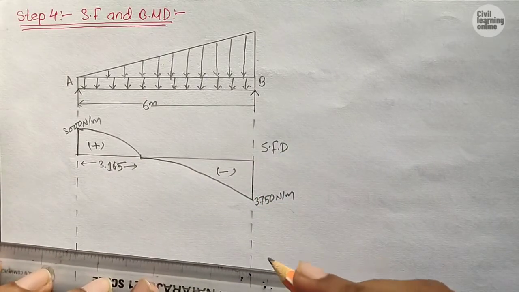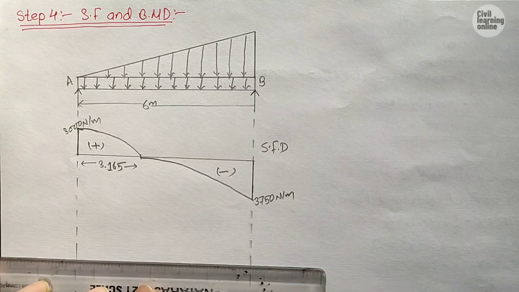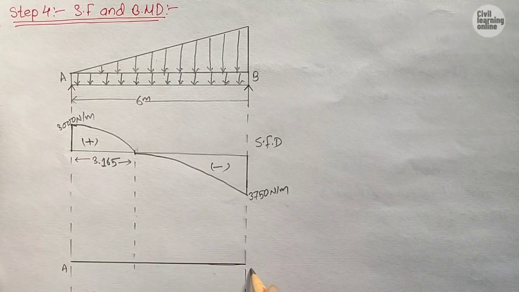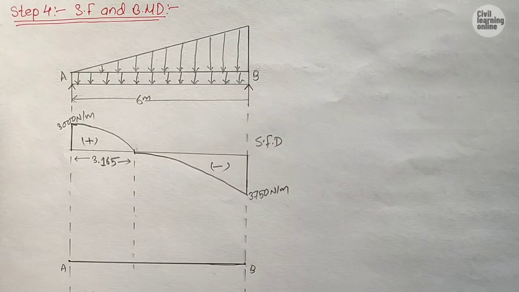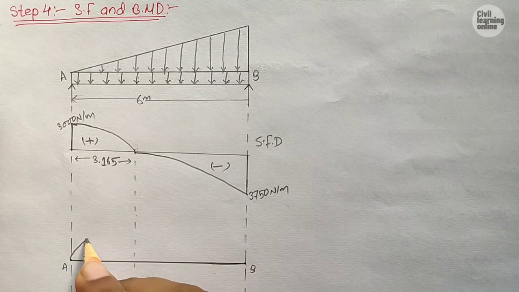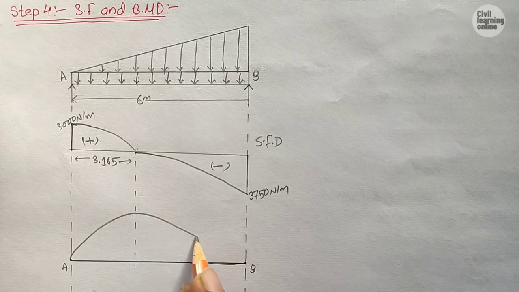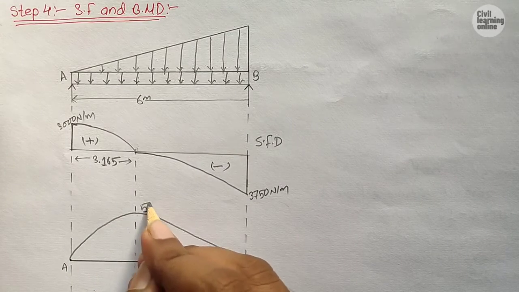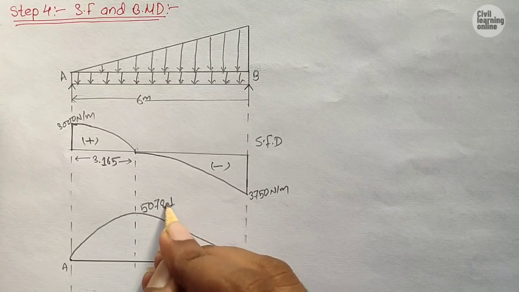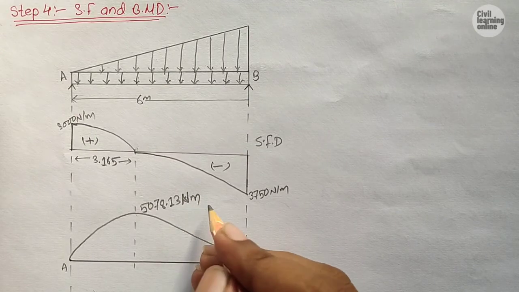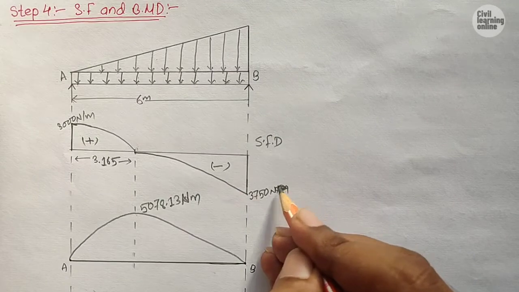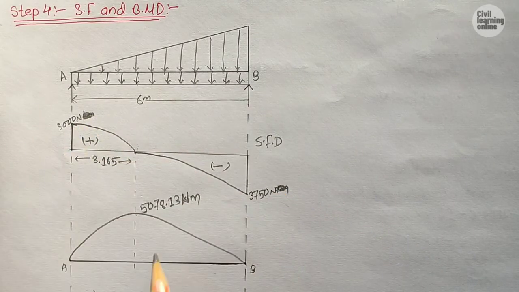Now it is time to draw the bending moment diagram. This was our A and this was our B, and the moment at the support, due to the hinge support, is 0. We have calculated the maximum value of the moment, which was 5078.13 Newton meter, and this will take a parabolic form. Shear force is in Newton, and this is the Newton meter moment.